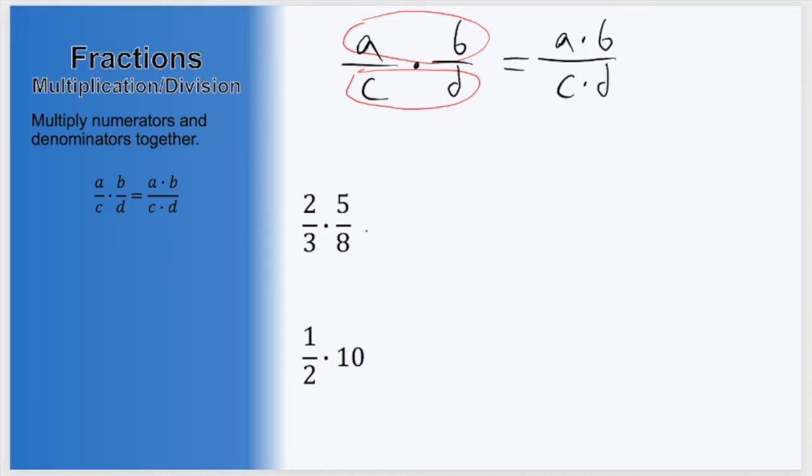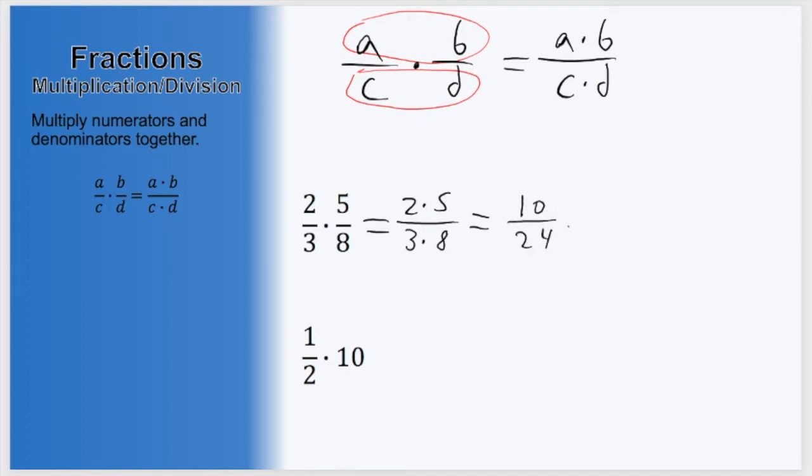For example, consider 2 over 3 times 5 over 8. Multiplying across the top will give 2 times 5 on top. Multiplying across the bottom, 3 times 8. Doing the multiplication gives us 10 on top, and 3 times 8 is 24 on the bottom.